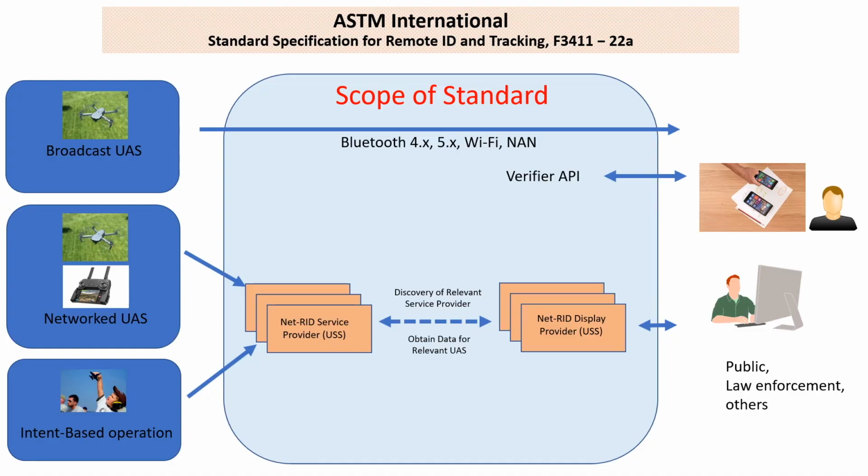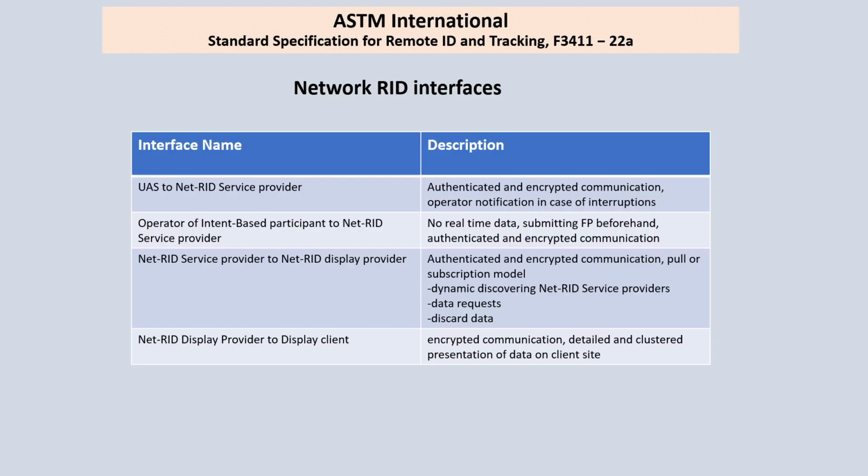Let's switch to network remote ID. The standard provides a concept of 4 basic interfaces between participants of network remote ID operations. These interfaces are: unmanned aircraft system to network remote ID service provider, operator or intent-based participant to network remote ID service provider, network remote ID service provider to network remote ID display provider, and network remote ID display provider to display client. I put short information about each interface on the following slide.